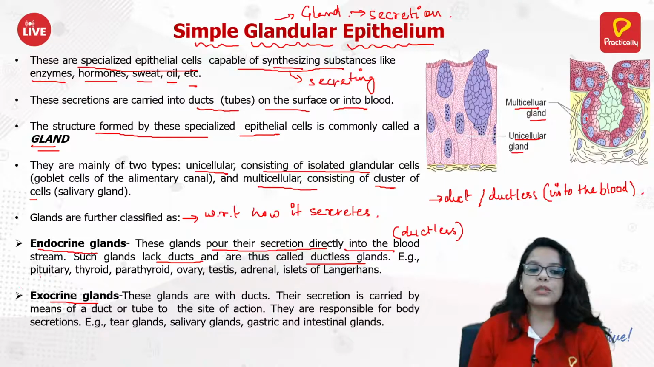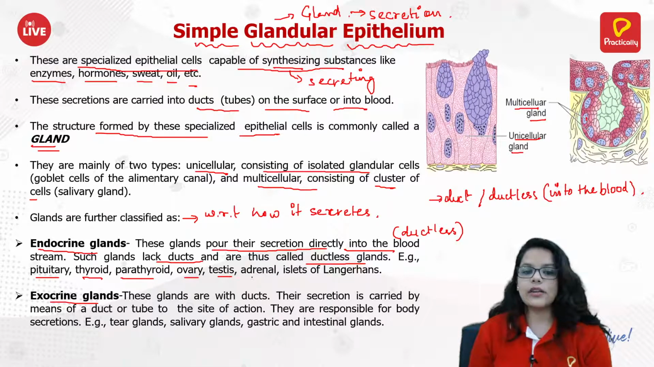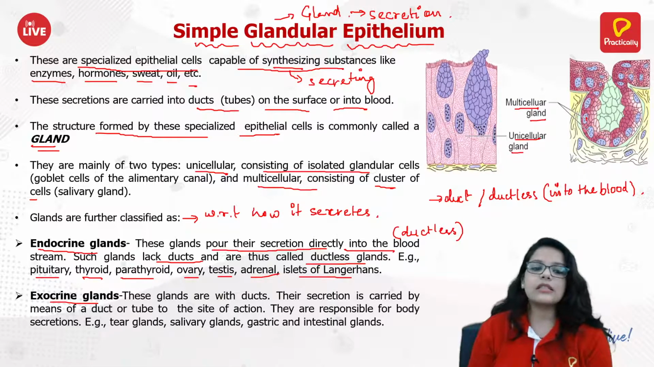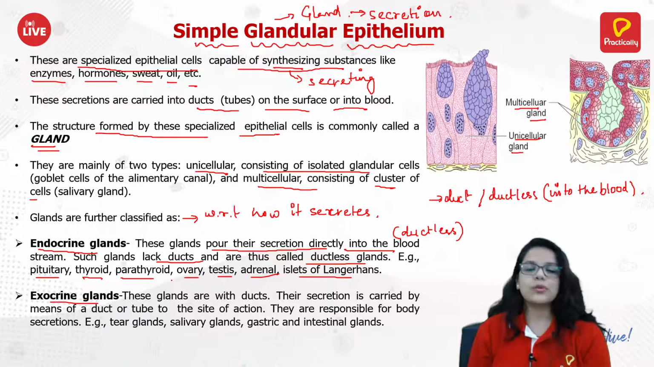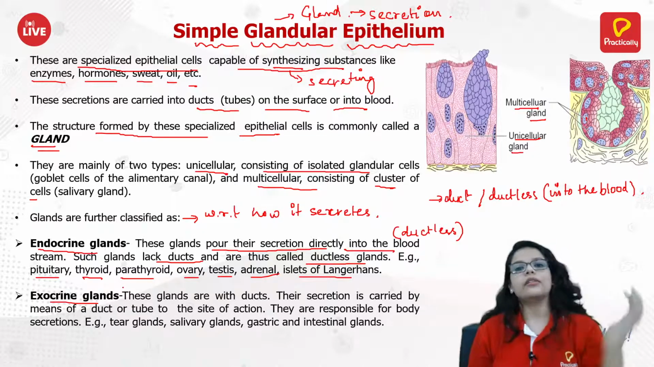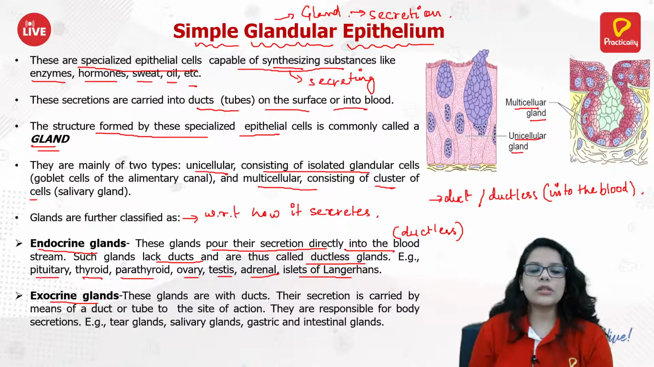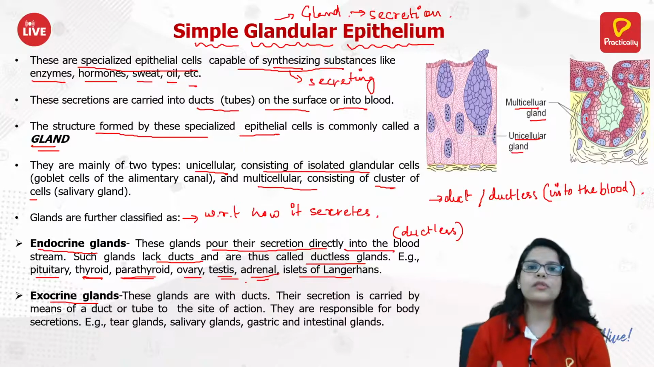For example, pituitary, thyroid, parathyroid, ovary, testis, adrenal, islets of Langerhans. These are all kinds of glands: pituitary gland, thyroid gland, parathyroid gland, ovary, testis, adrenal glands. These are all secreting something, hormones and other kinds of fluids, etc.